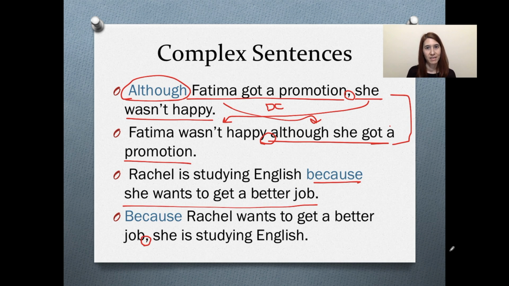So if the dependent clause is at the beginning of the sentence before the independent clause, put the comma. If it is like here and also here in these examples, at the end, no comma. Do you get it?